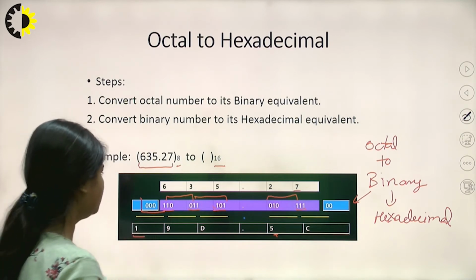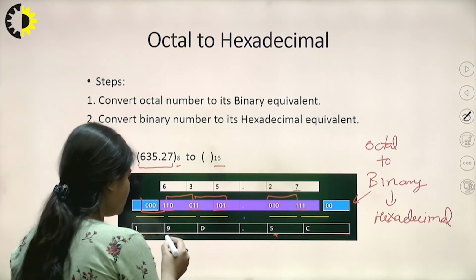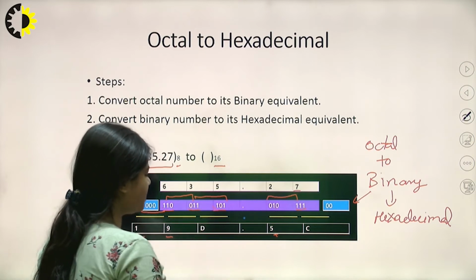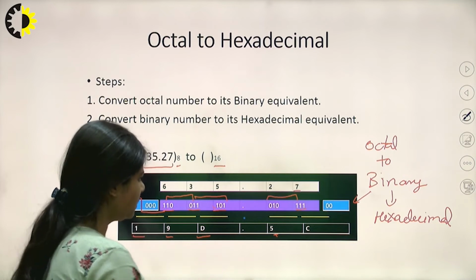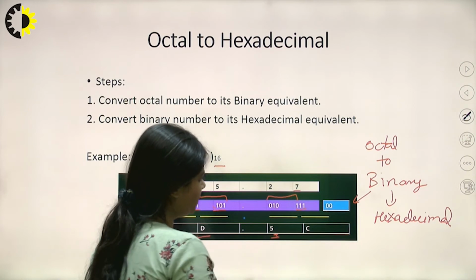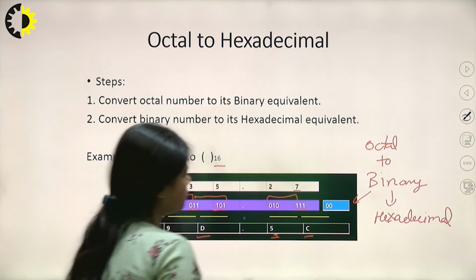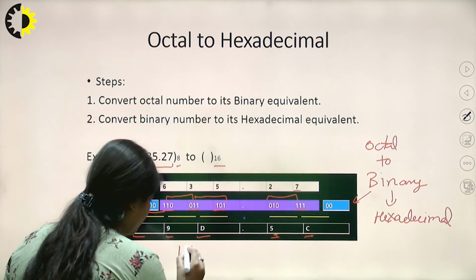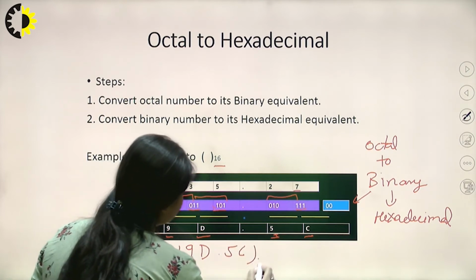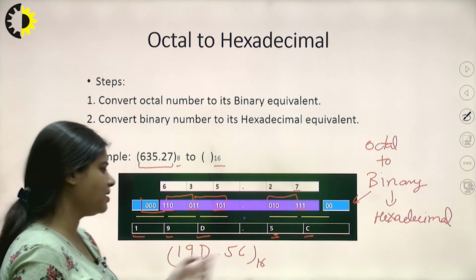So we have written 1. Next group we are having 1001, which is represented as 9. Next group we are having 1101, which in hexadecimal is basically D. Now we are again having 0101, which is the representation of 5. Now next we are having 1100, which is the representation of C. So our final answer is basically 19D.5C in hexadecimal. So this number in octal can be represented as this in hexadecimal.